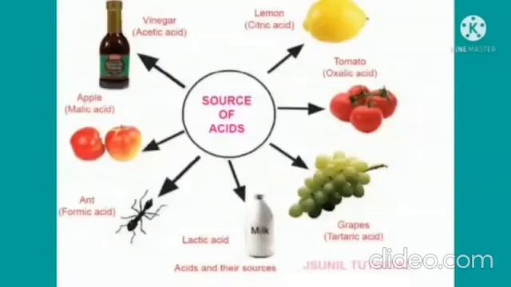Sources of acids: milk, lactic acid; ant, formic acid; apple, malic acid; vinegar, acetic acid; lemon, citric acid; tomato, oxalic acid; grapes, tartaric acid. These are some of the sources of acids. Okay, students?